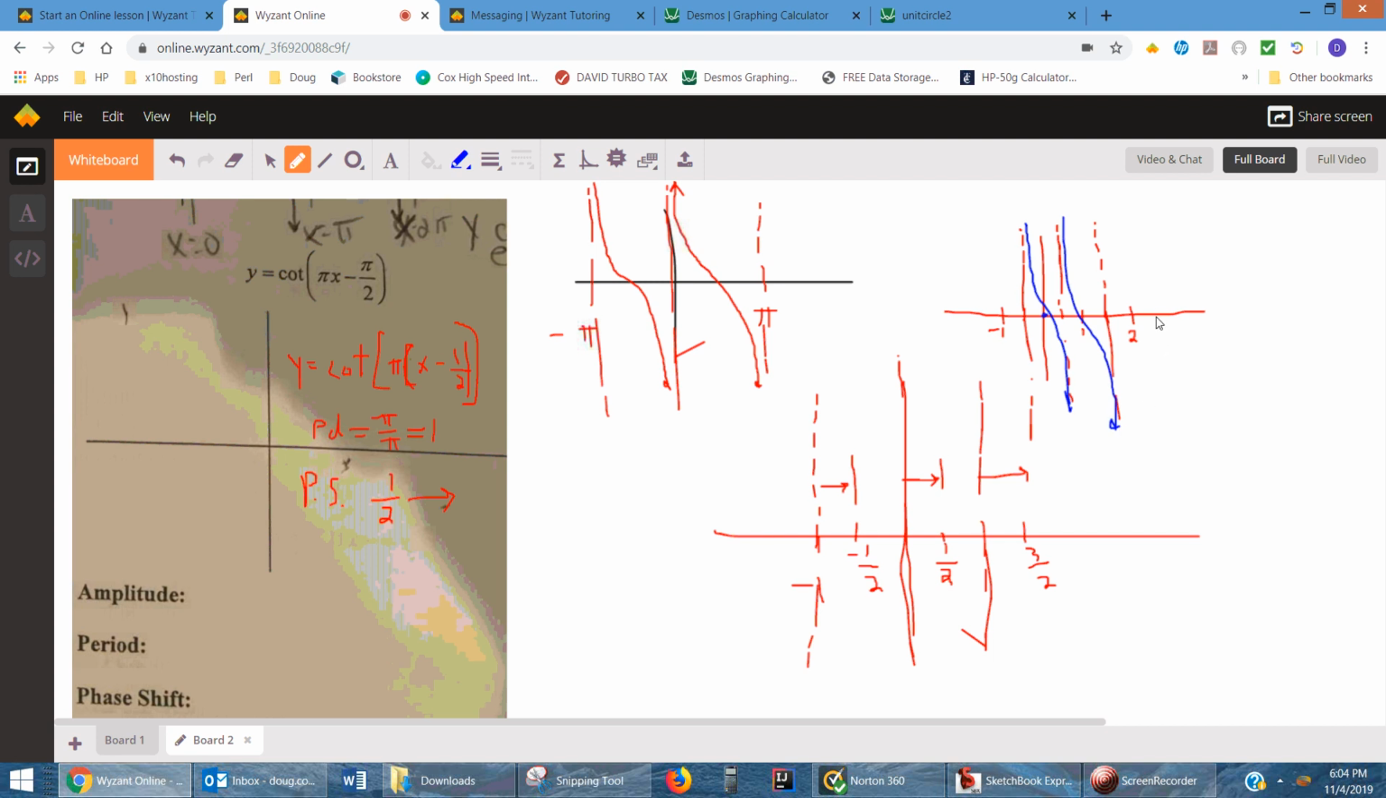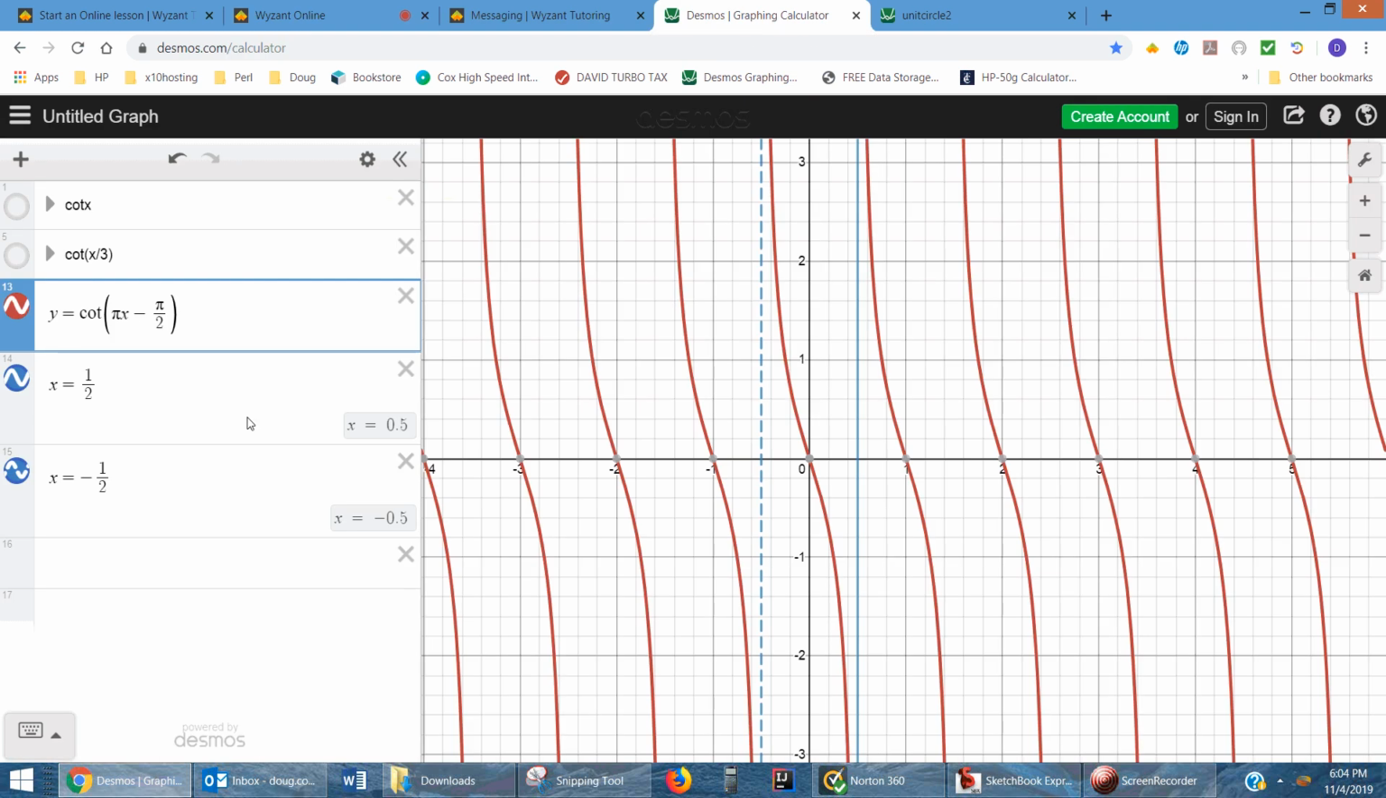If you want another one, go out to 2.5. Because the period is 1, from 1.5 to 2.5 will be the next asymptote. And there's another branch, or another period, in the next period. And you can go backwards. Here's what it looks like on Desmos. I've just graphed this period from negative 1/2 to 1. Goes through that point.